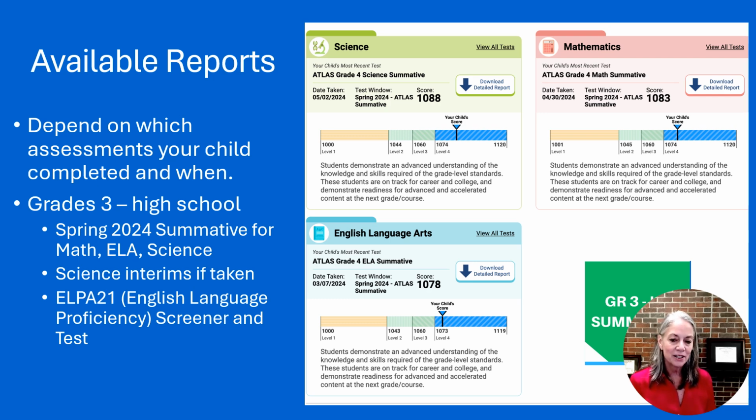Also, there are science interims from last year that might be available in the portal if you want to go take a look and see how your child did in their progress in science last year. Finally, if your child is an English learner, if they are a speaker of another language, they may have English language proficiency information from screeners and tests in the family portal.